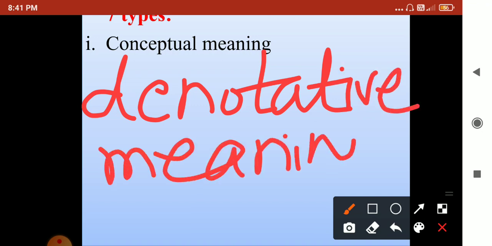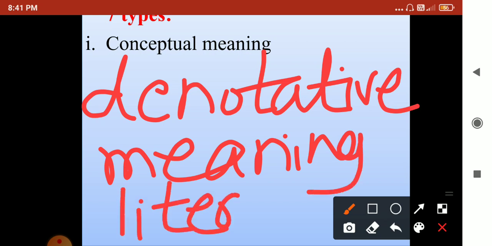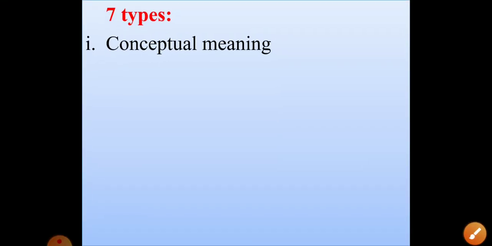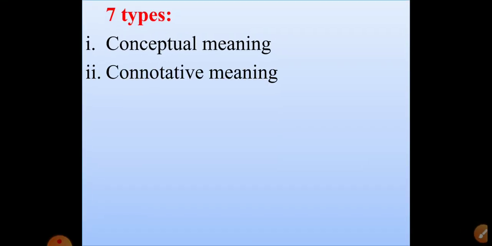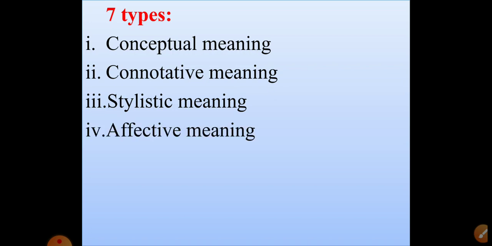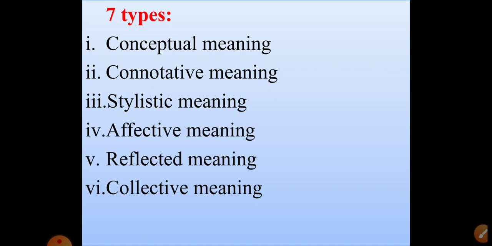Denotative meaning, or literal meaning. In Marathi we call it Shabdashaha Artha. So, conceptual meaning. Then you have connotative meaning, stylistic meaning, affective meaning, reflective meaning, collective meaning, and thematic meaning. In this lecture we are going to study these 7 types of meanings.